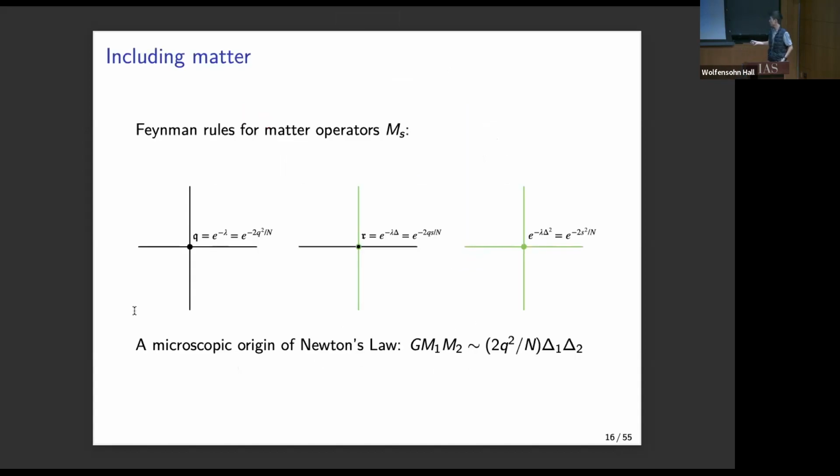However, we can also include matter, and the only minor modification is that the Feynman rules are modified so that you have black chords, which are the Hamiltonian chords, and these green chords, which represent these matter operators. And intersection vertices are modified so that instead of just having e to the minus lambda, you have e to the minus lambda times delta, for example, when there's a crossing between them. And the thing that appears in the exponent is proportional to the masses or the sizes times the Newton's constant, which you can think of as a 2D version of the Newton's constant.